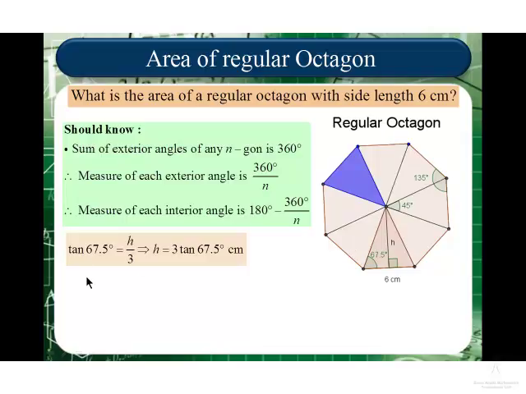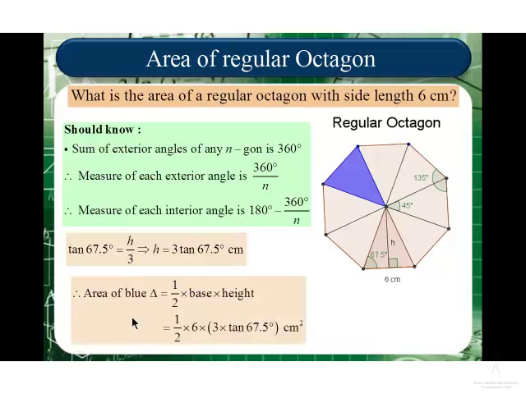In our case, the tan of 67.5 degrees will be h divided by 3. That is clear from the right triangle that we constructed. Therefore, h, the distance between the center of a side length and the center point for the octagon, will be 3 times tan of 67.5 degrees. In this case, this will be a measure in centimeters, as the side length is given in centimeters.